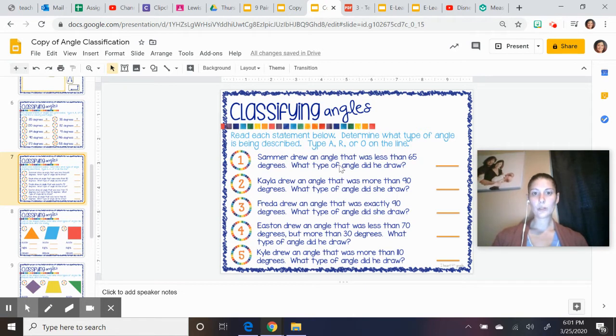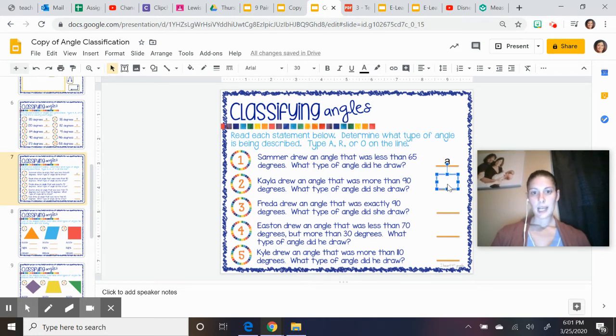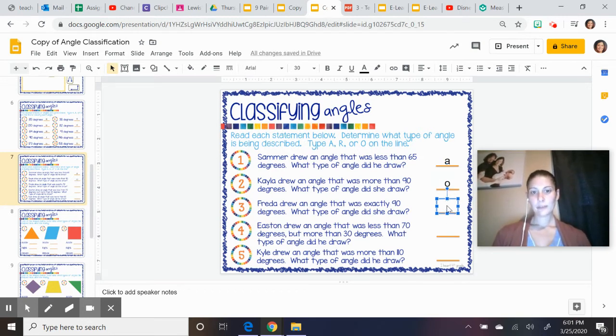It says Sammer drew an angle that was less than 65 degrees. That's smaller than 90, so that would be acute. Kayla drew an angle that was more than 90 degrees. That would be obtuse. Frida drew an angle that was exactly 90. That's your right. Easton drew an angle that was less than 70 but more than 30.